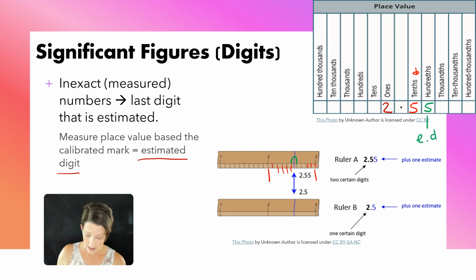Now notice that on ruler B, the estimated digit occupies the tenths place, whereas in ruler A, it occupies the 100th place. Therefore, ruler A is more precise than ruler B. It collects a value that has more places occupied than ruler B can.